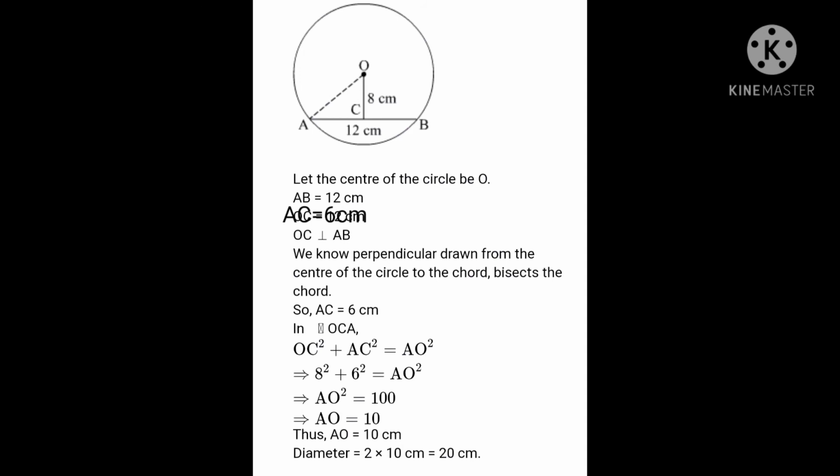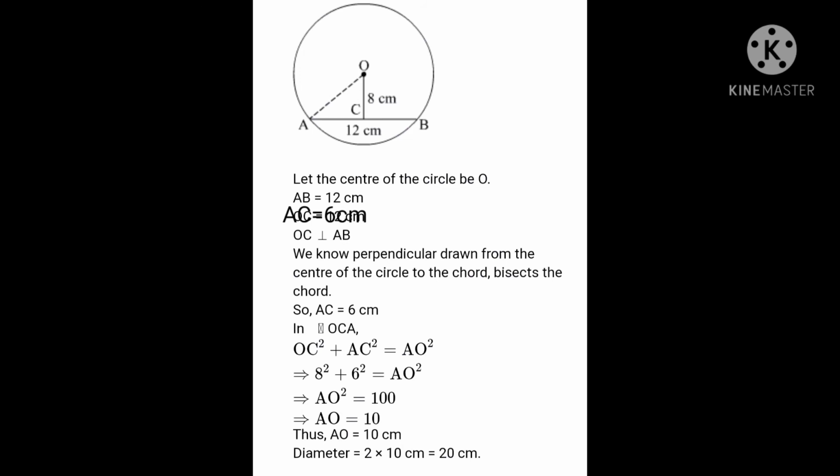Now substitute the values. OC is 8, so 8 square, plus AC is 6, so 6 square, is equal to OA square, which is nothing but the radius. So 8 square is 64 and 6 square is 36. 64 plus 36 is 100. So AO square is 100. So AO is the square root of 100, which is 10 centimeter. Thus we get AO as 10 centimeter.